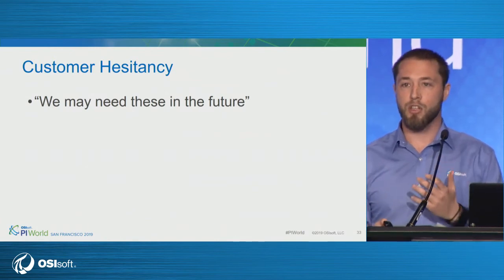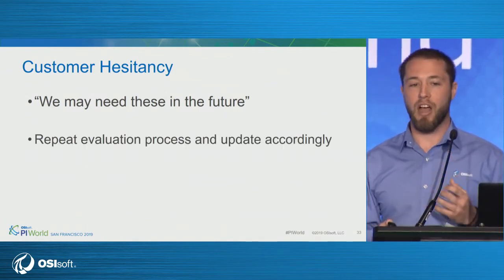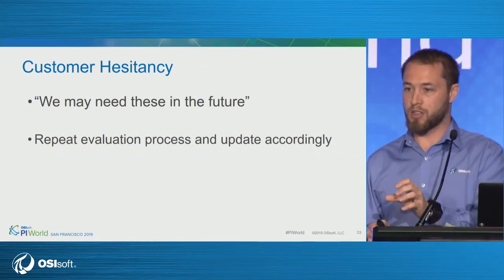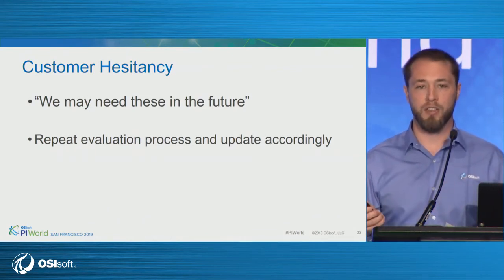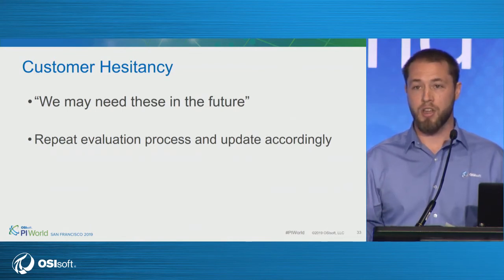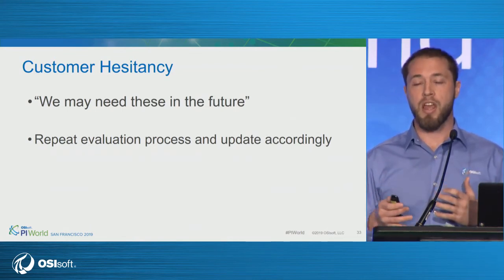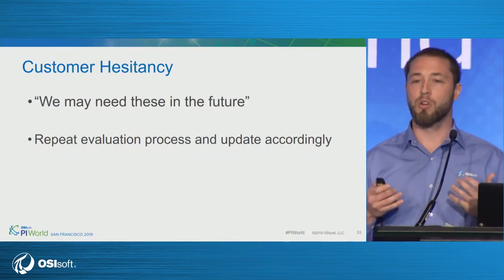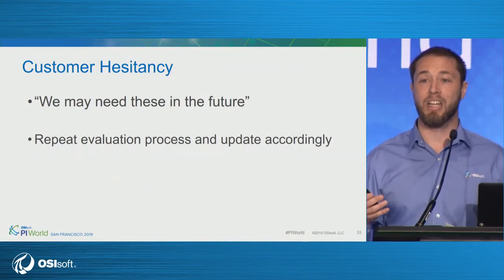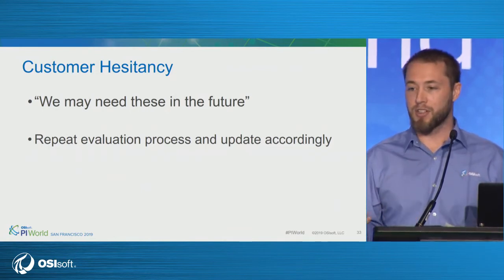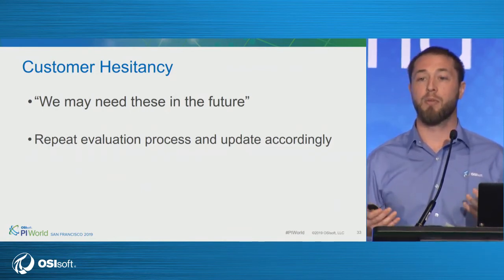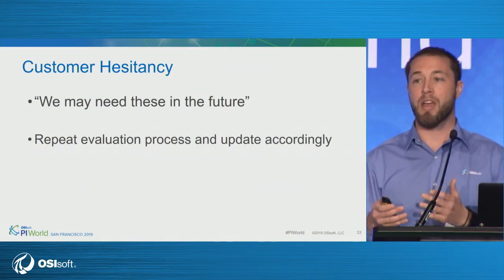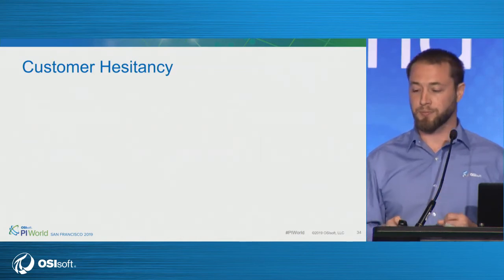So the answer and the solution to this, then, is repeating your evaluation process and updating accordingly. It's perfectly fine to do your evaluation process and not know if you need these event frames. It's okay. That happens. But what customers fail to do is repeat this evaluation process again, half a year or a year later. It's really important to come back and take a second look at it. And then if you haven't touched these in a year, I think it's pretty clear on whether or not you might need them in the future, right? A lot of customers do it once, but then they don't follow up, and I think that's the key step.